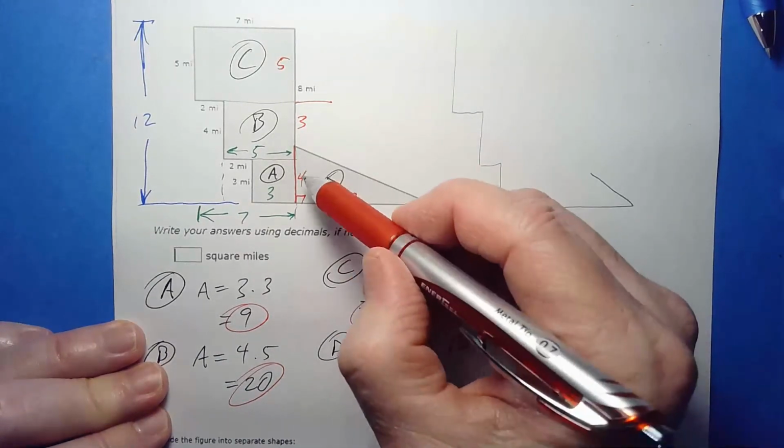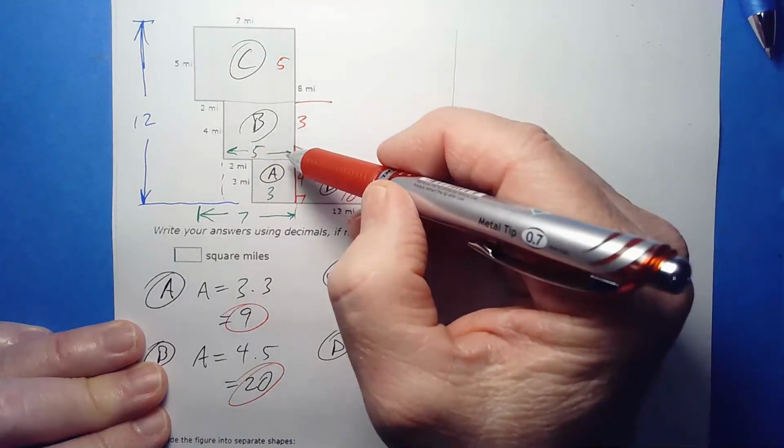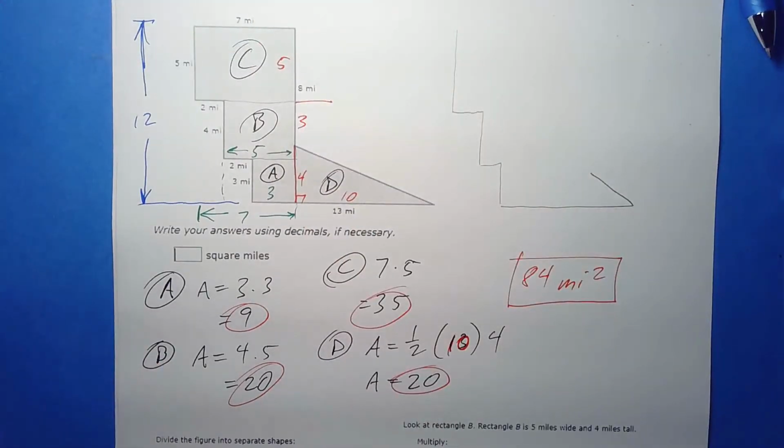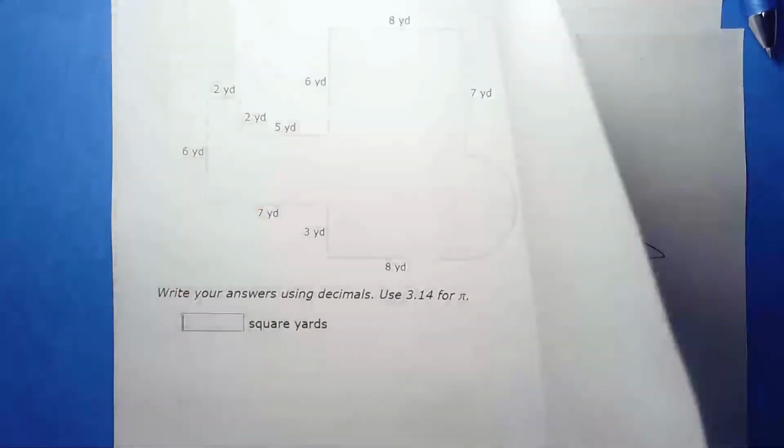Let's just double check. 4, 10, that makes sense. 3, 3, 5, 5, 4. Not 3. 5 times 4, yep, and it's 5. Okay, I think we did that one right. Good, I feel good about that one. Let's move on. So we've got another one here.